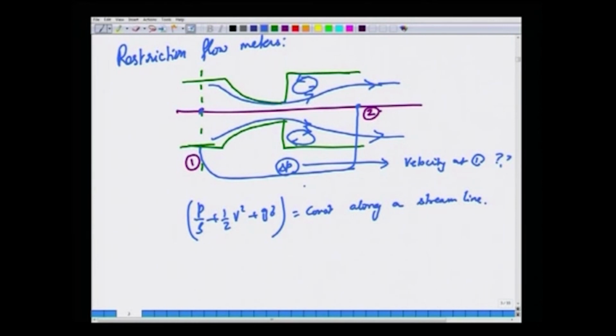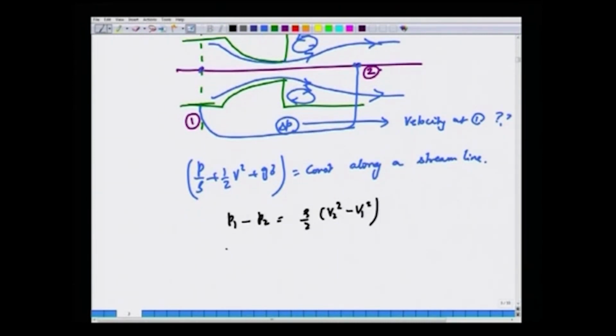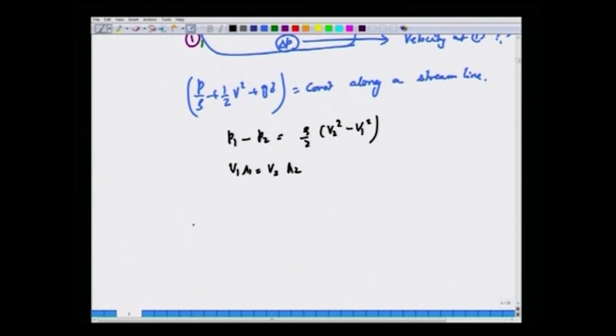So, by applying this to these 2 points along this streamline, we found that P1 minus P2 is rho by 2 times V2 squared minus V1 squared, and by using mass conservation we said that V1 A1 is V2 A2. Therefore, we were able to write this as V2 is 2 times P1 minus P2 by rho, times 1 minus A2 squared by A1 squared, whole to the power half.